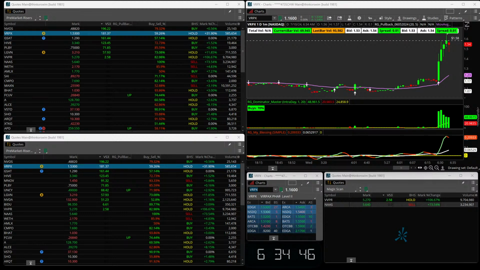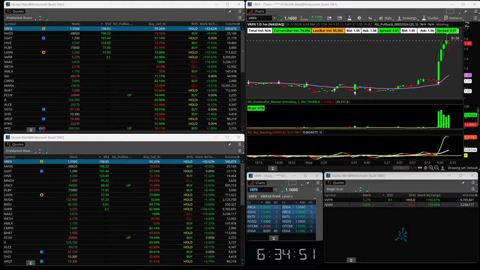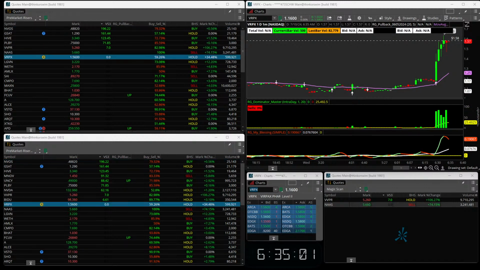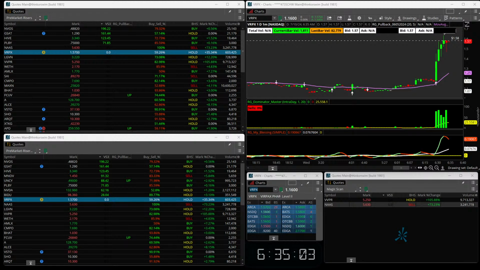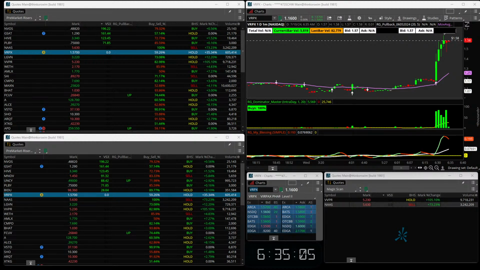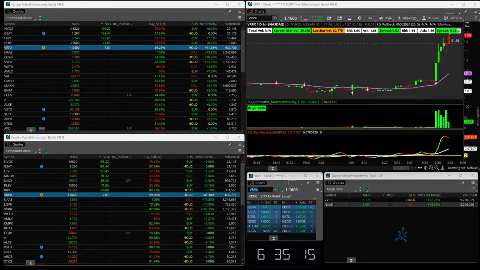Long wick on the bottom of this red candle. They're trying to buy it up and keep the price up there. Wick on the bottom is good. Wick on the top is bad. Pushed it right back on up there to $1.58. May push it even higher. Working its way up now, $1.66.